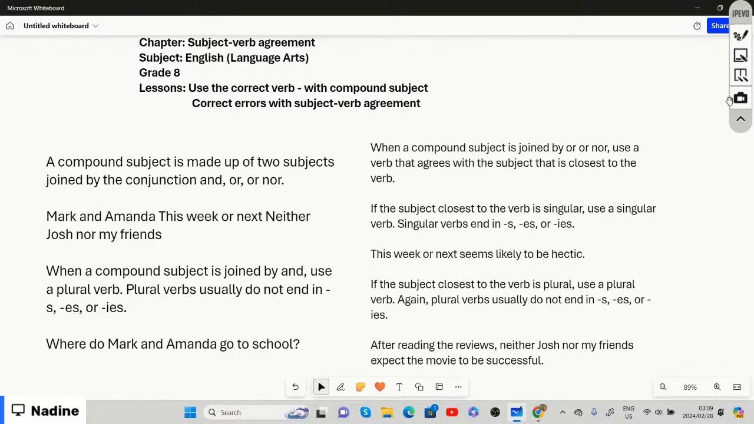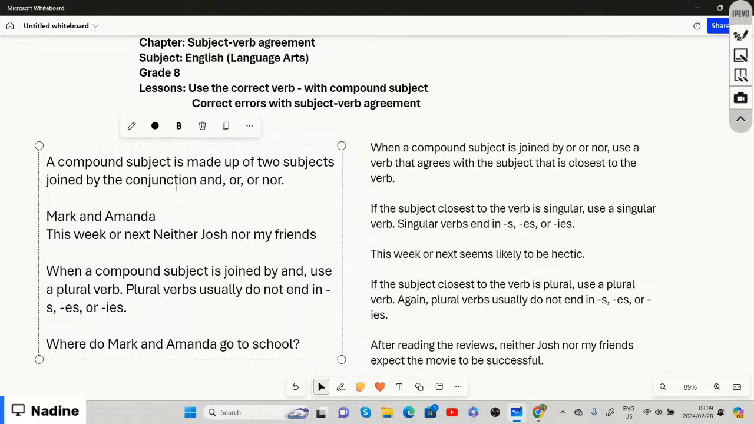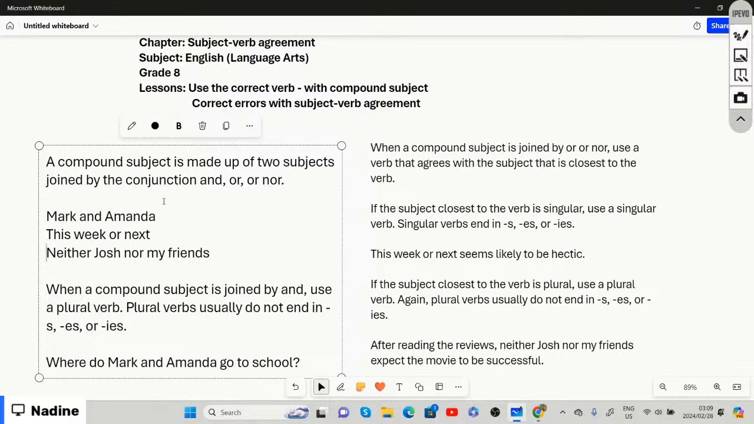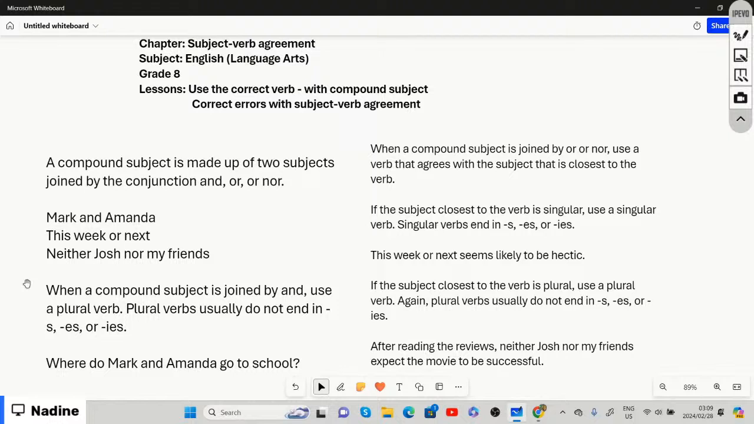For example, Mark and Amanda, right? Then we have this week or next. So it's Mark and Amanda. It's two compound subjects. This week or next. Neither Josh nor my friends. So it's a compound subject.